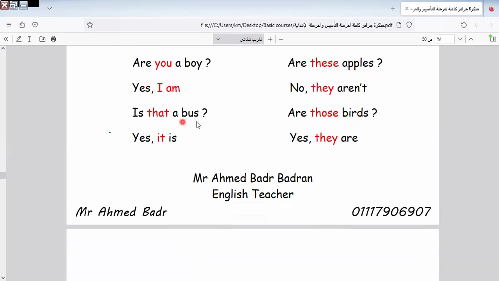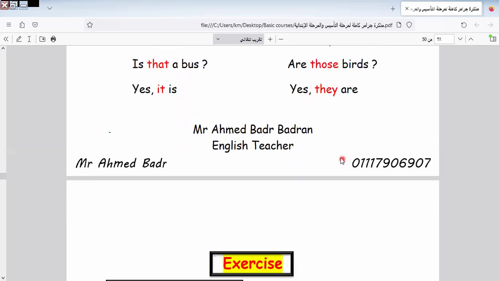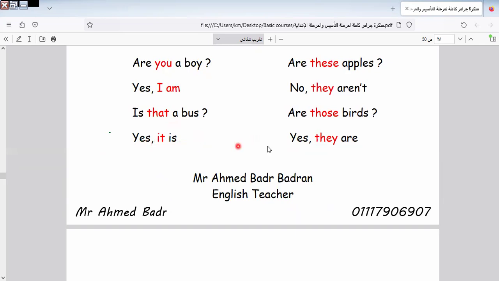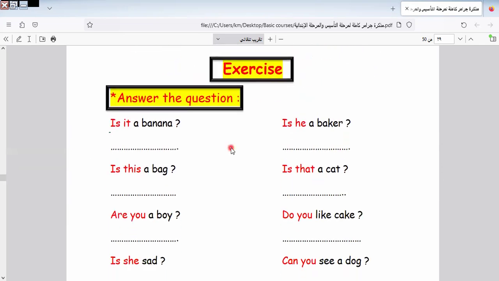Like this. Is that a bus? As we know from the last video about the demonstrative pronouns that and this, you can return to the video and revise what I told you. When we mention that, we point to something far from me, and those is the plural of something also far from me. So the answer will be yes it is, or yes they are. Okay, I will answer this question with you, and I will leave the rest for you to do by yourself.